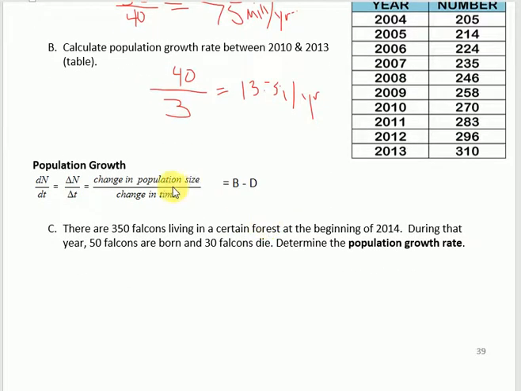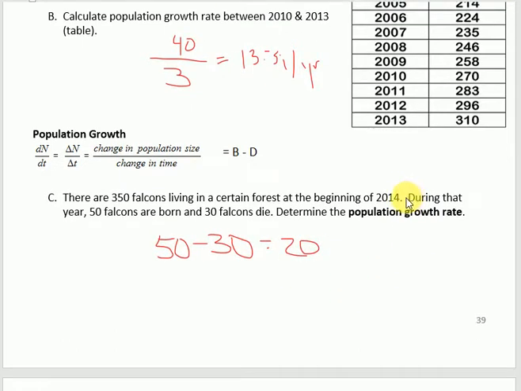Okay, so essentially this calculation is more or less your birth minus your death rate is what's happening. So if we look here, there are 350 falcons living in a certain forest at the beginning of 2014. During that year, 50 falcons are born and 30 falcons die. Determine the population growth rate. Well, 50 were born, 30 died, so that leaves us with 20 falcons per year as the population growth.